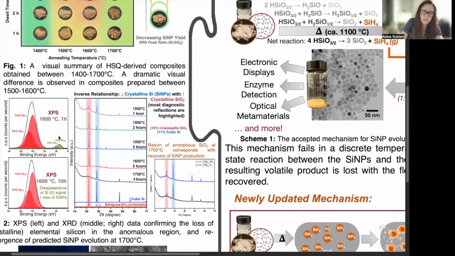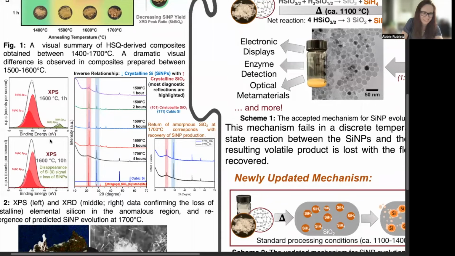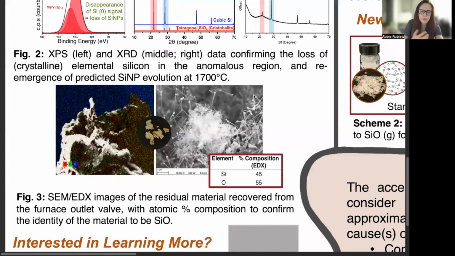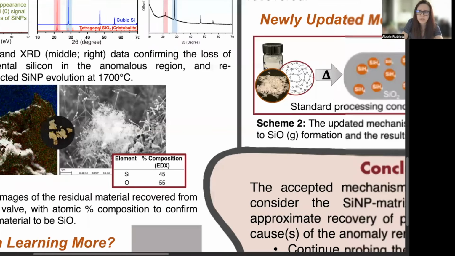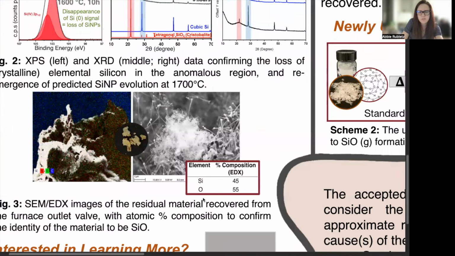Further, X-ray photoelectron spectroscopy, or XPS, data is also provided to confirm the loss of elemental silicon (Si0) under these conditions. Scanning electron microscopy, or SEM, images, as well as energy dispersive X-ray, or EDX, mapping of this spongy material that was found on the furnace outlet valve, as was mentioned in this mechanism, confirm it to be silicon monoxide, SiO.